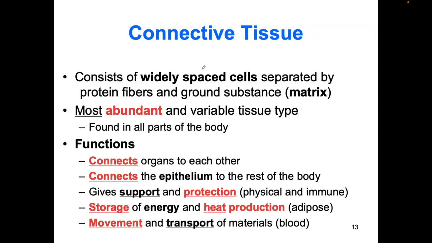Now, if we think back to what we learned about epithelial tissue, we said epithelial tissue was a bunch of cells closely packed together with very little extracellular matrix. Connective tissue, in contrast, is where we have widely spaced cells separated by protein fibers and ground substance called matrix or extracellular matrix. Connective tissue is the most abundant and variable type of tissue that's found in all parts of the body.